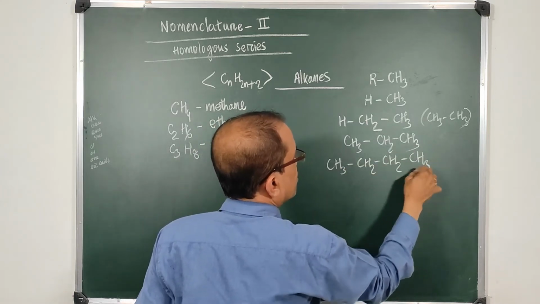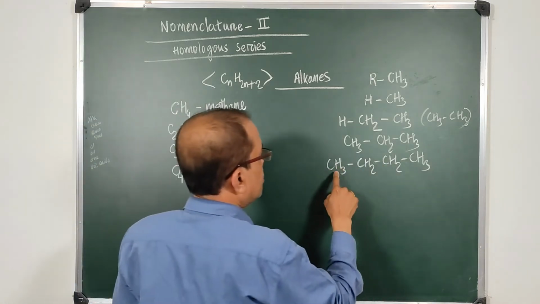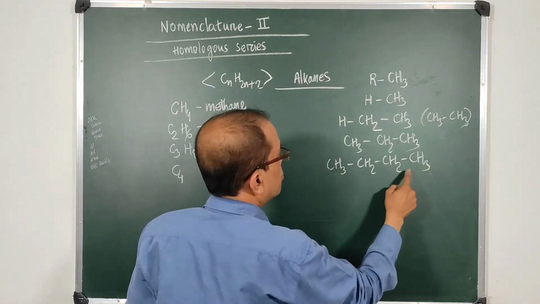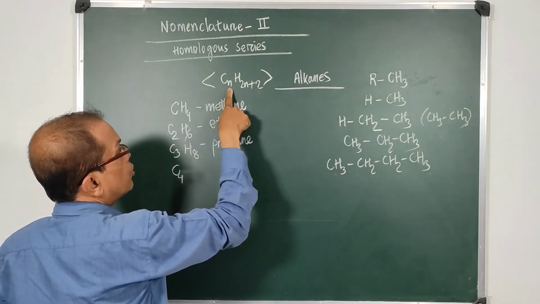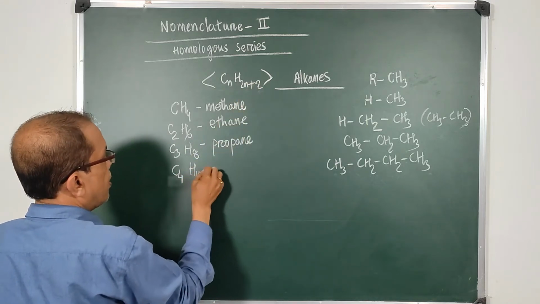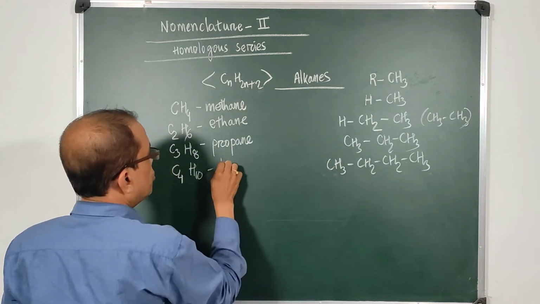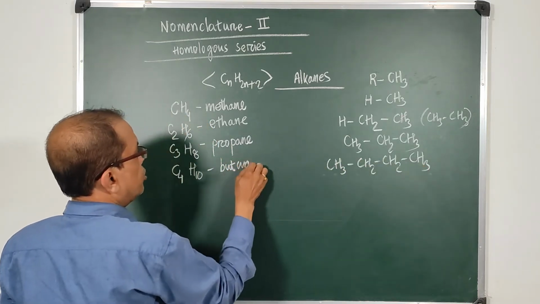Count them. There will be 4 carbon atoms, so C4. There are 3 plus 3, 6 plus 2, 8 plus 2, 10. So you try n equal to 4 here. 2 into 4 plus 2 is 10, so C4H10. This will be 4 carbon atoms, so but. There is a single bond everywhere, so n-butane.